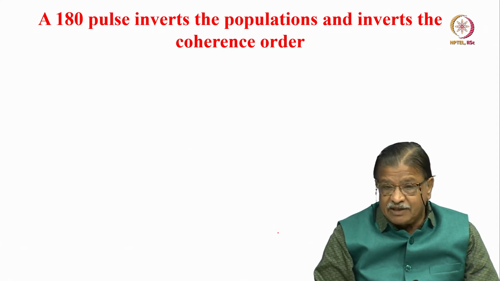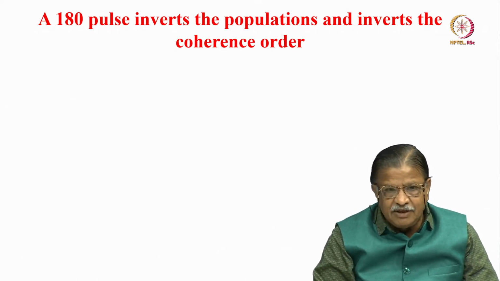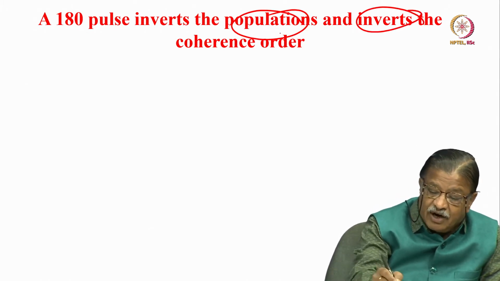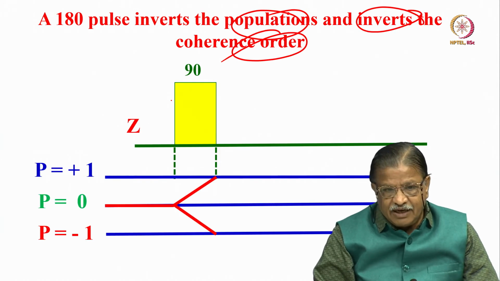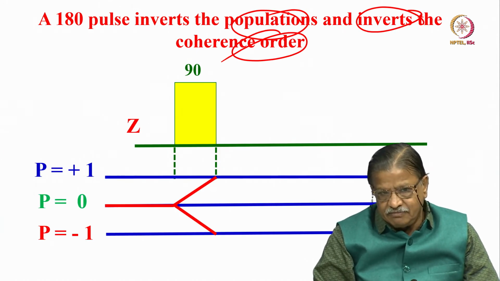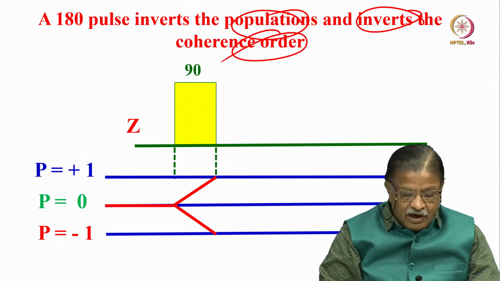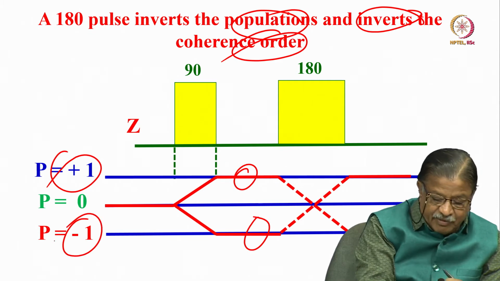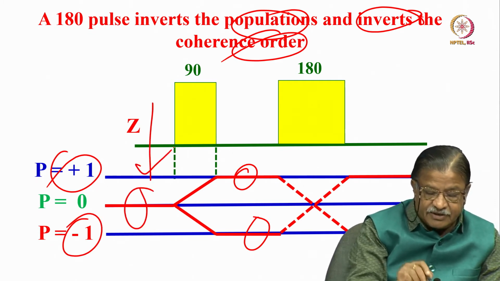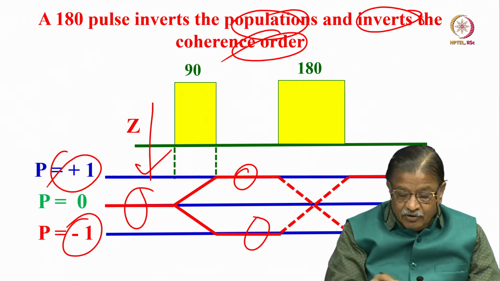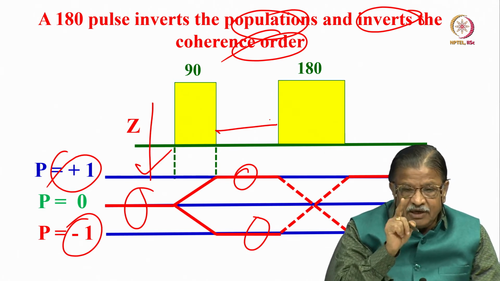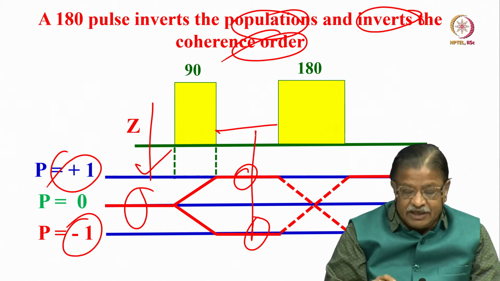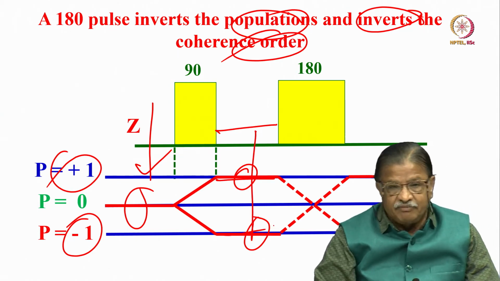What does a 180 pulse do? I told you also when I gave the tidbits. A 180 pulse inverts the populations. That means it also inverts the coherence order. We can see that. Now, this is a 90 pulse. Already I told you, after I apply the 90 pulse, we have created coherence orders p is equal to +1 and p is equal to -1. Initially it was 0 along the z axis. During the delay, of course, nothing happens, I told you. Delays, free precession will not change the coherence order, it remains the same. During the delay, +1 and -1 remain the same.